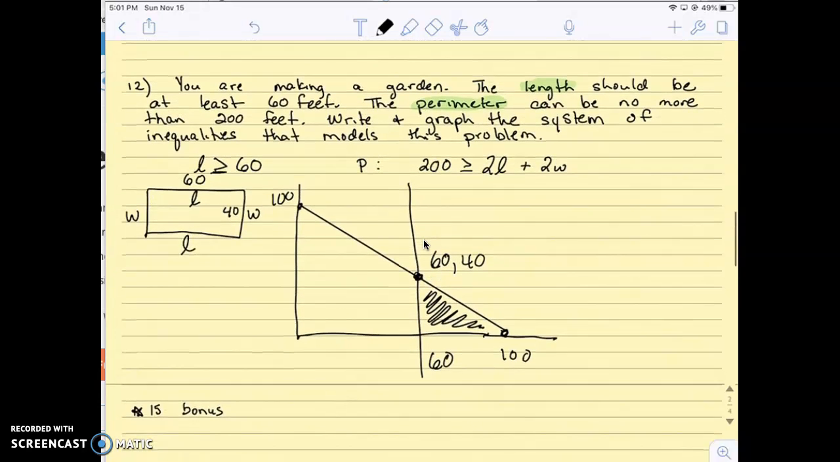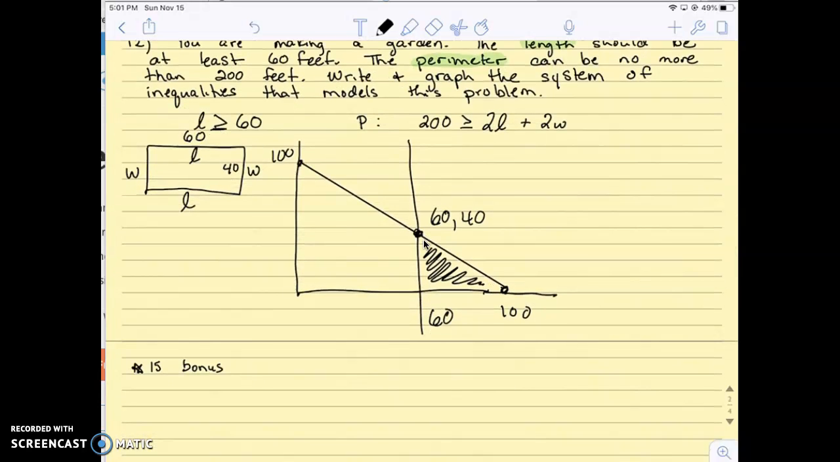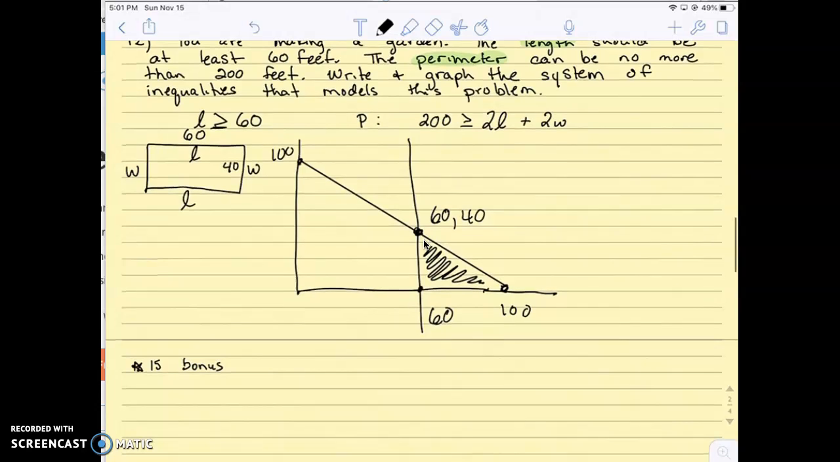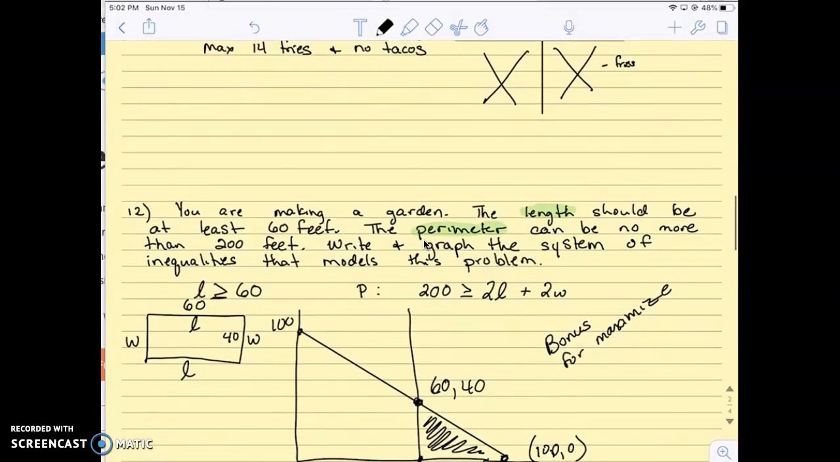Here's another thing. When you pick your answer, there's bonus points for maximize answers. So which one of these 3 points, (60, 0), (60, 40), or (100, 0), maximizes my perimeter? You're going to have to maybe figure that out. So that's some extra points you can get.